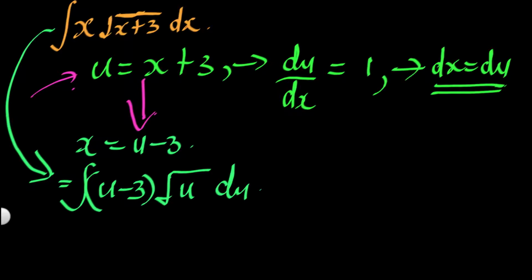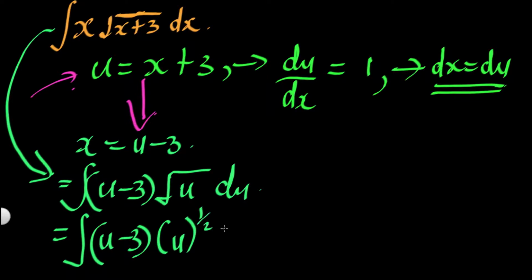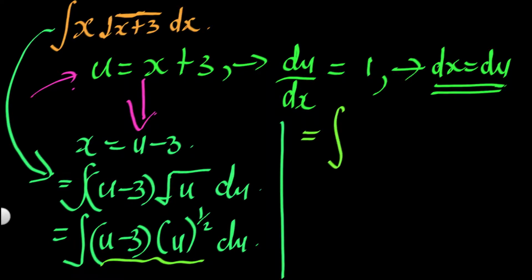We can work with it, and so we are integrating. I'm going to rewrite this as u minus 3 times u to the power half, du. Right. From here, we can multiply out this, or we can simplify this part here. If we simplify that, this is the integration of, if you multiply u to the power half by u, you get u to the power 3 over 2 minus 3 u to the power half.